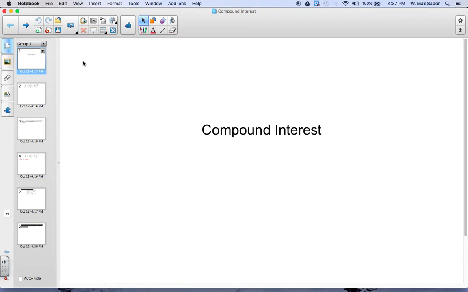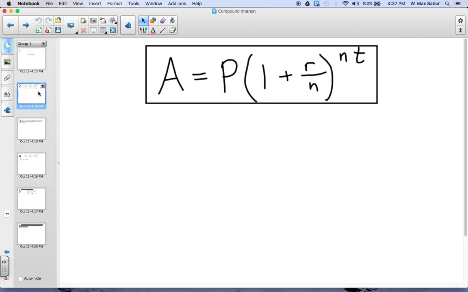The most powerful example of exponential functions is compound interest. That is when interest is accumulating not just based on the original amount, but also based on the interest that has already accumulated. So the formula for compound interest is written here.